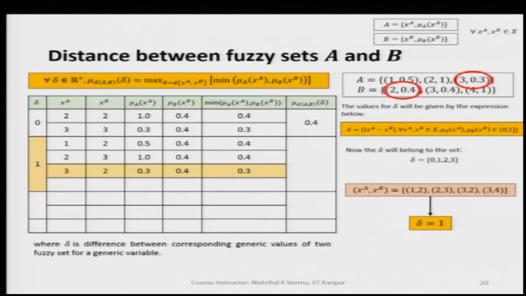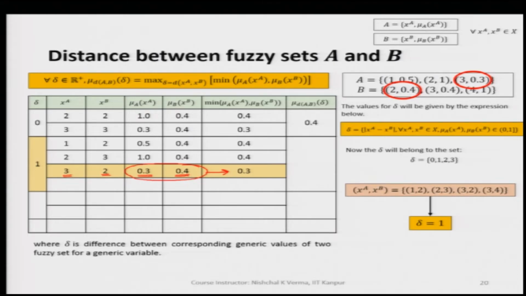Next, we take the third pair, for which delta is equal to 1. So, we have 3 2, we have written here 3 and then 2, and then we have their corresponding membership values, which we are getting from the discrete fuzzy sets A and B. Now, when we take the minimum of these two, we are obviously getting 0.3.